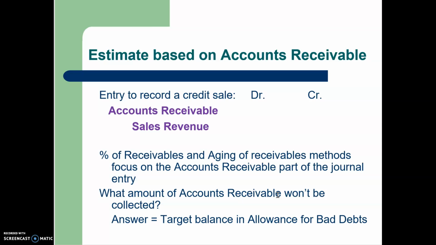The other two methods are the estimate based on accounts receivable. So we're focusing on the accounts receivable side of this journal entry to record a credit sale. We're saying how much of the accounts receivable won't be collected. And the amount of the accounts receivable that won't be collected is going to be the target balance in the allowance for bad debts. That's the amount we want to show as our allowance for bad debts. Right? Because we said accounts receivable is the amount all of our customers owe us. Allowance for bad debts is the amount that we don't think we're going to collect. And that's what we're calculating here, is the amount of accounts receivable that won't be collected.